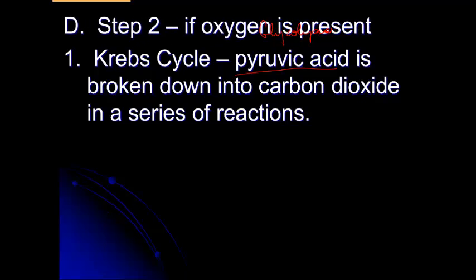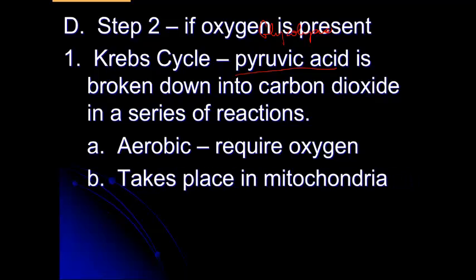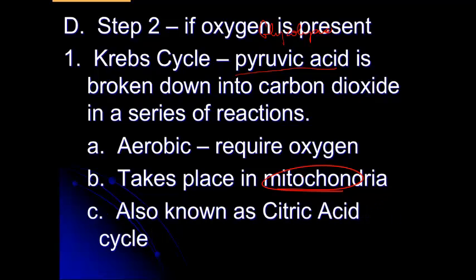So if oxygen is present, that's the key here for this side of our flow chart. This is called aerobic activities. These are activities that require oxygen. This takes place in the mitochondria. So here's our powerhouse. We should be expecting to see much larger ATP numbers. It's also known as the citric acid cycle. I usually stick with calling it the Krebs cycle, but just in case you see it somewhere else called the citric acid cycle, yes, it does have an alternate name.